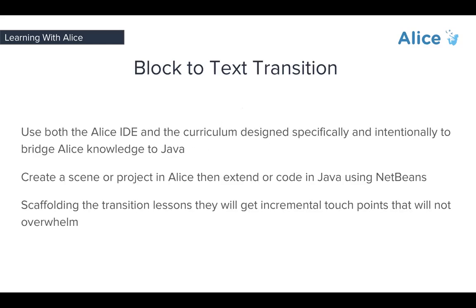Like I was saying, we will get into later ones where the block to text transition is somewhere where there's a lot of research being done now. How do we get the kids who have played with all of these block-based coding environments to understand how that knowledge translates when they actually get into real programming? So we've created some things. There is another textbook out that builds on some research the team did of doing something in Alice, something in Java, something in Alice, something in Java. So sort of scaffolding that transition, incremental touch points and those types of things. So Alice can be a good tool for that.